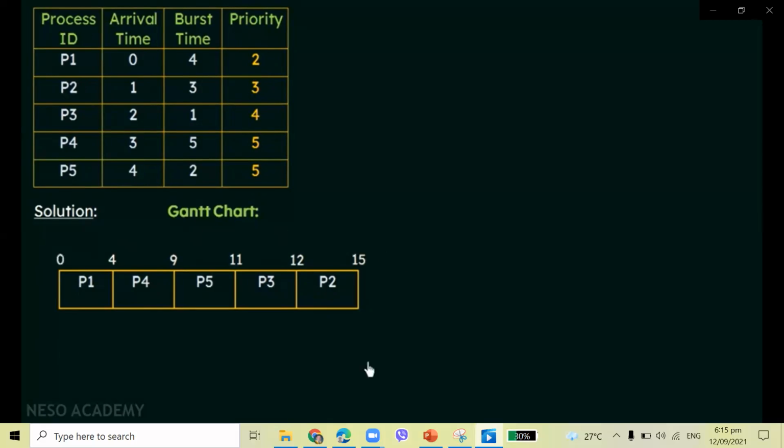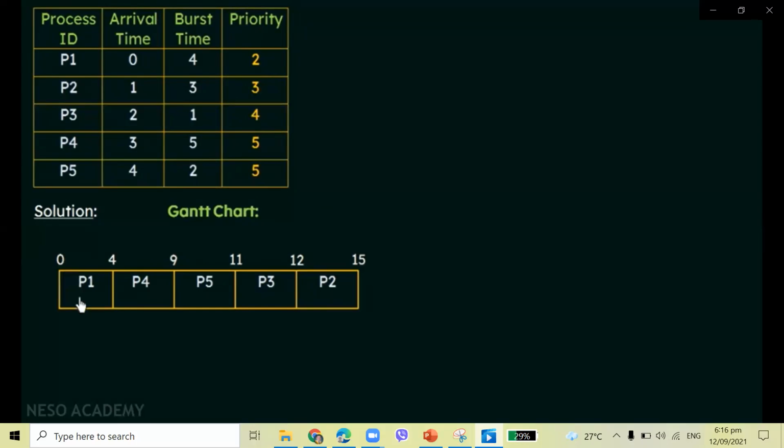So this is how we form the Gantt chart for a set of processes when they follow non-preemptive priority scheduling. Since it is non-preemptive, it is a bit easier to form the Gantt chart because you are not going to preempt any processes, but keep in mind the arrival times. See the arrival times and see the priorities.